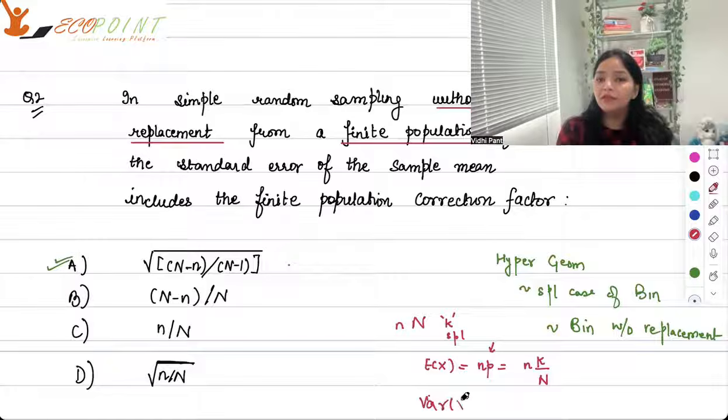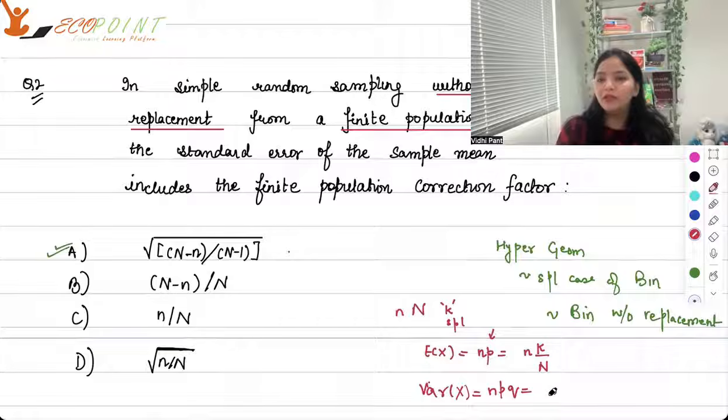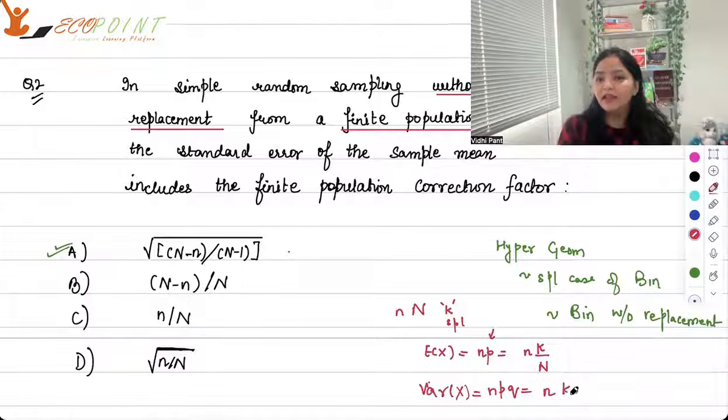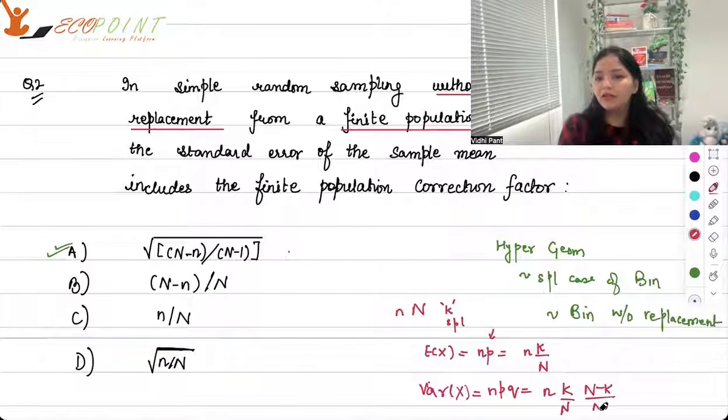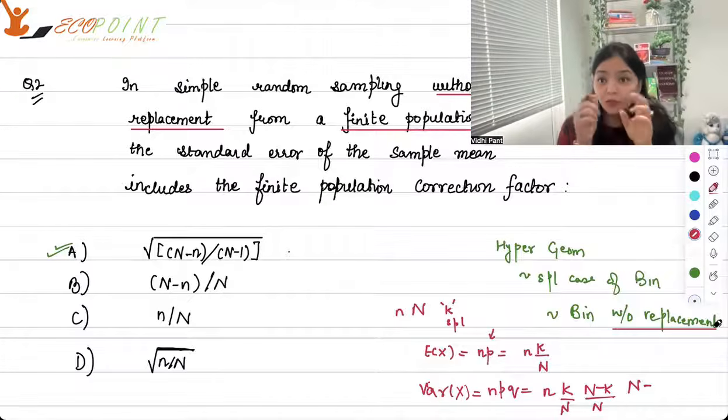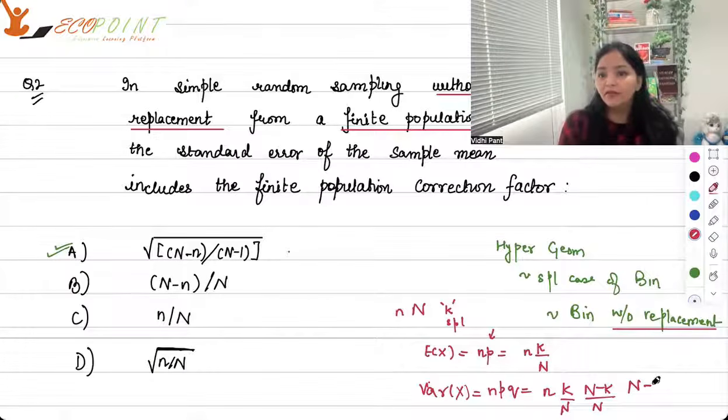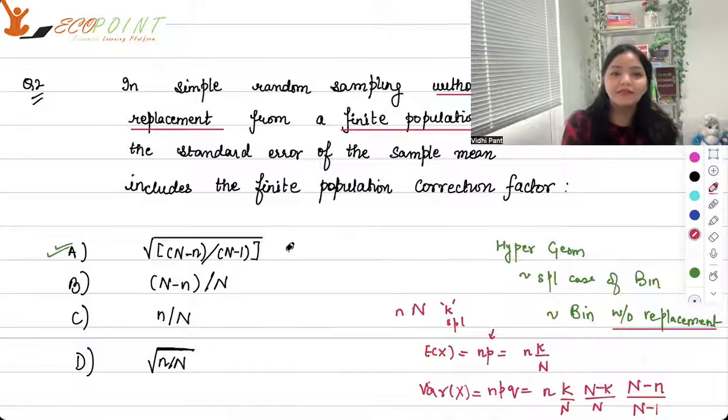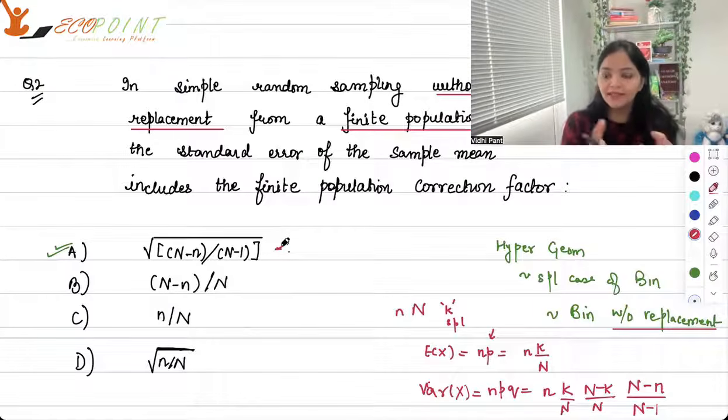Similarly, variance, if you can recall, is npq. So npq means n times k upon N, times (N minus k) upon N, multiplied by, since it's a without replacement case, you don't have that independence here. There would be covariance somewhere involved. So this is the correction factor that you use here, (N minus n) upon (N minus 1). And this is the same thing that you will find here. It's exactly the same thing.